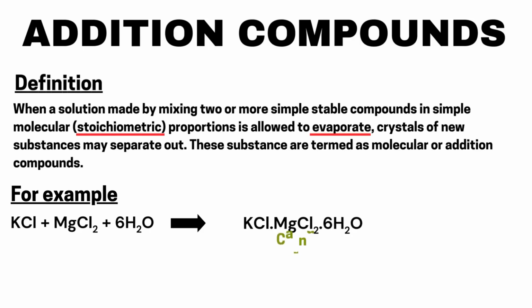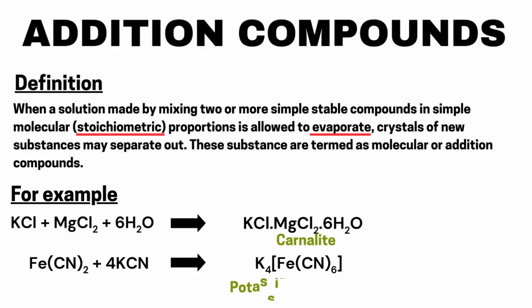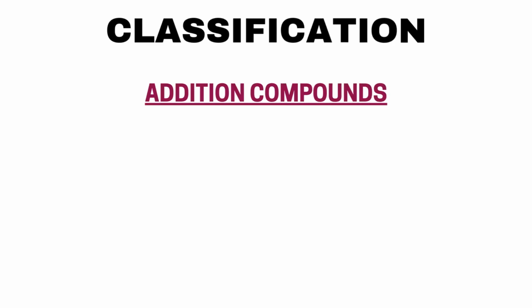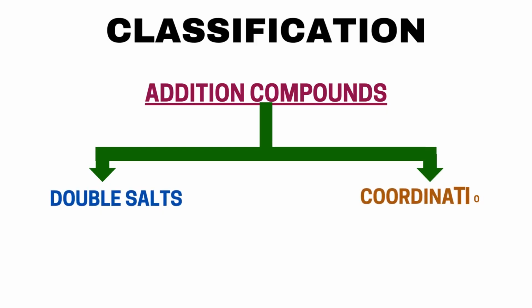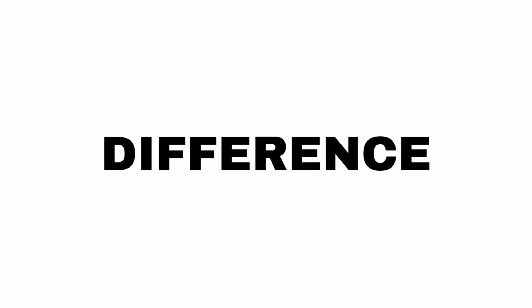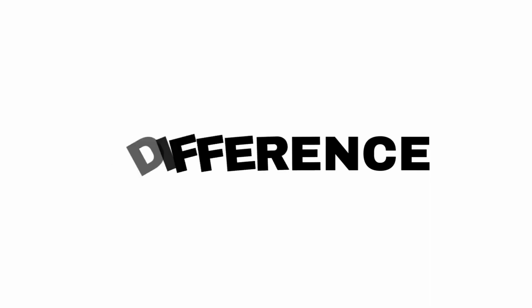Here are some examples. You will notice that some of these addition compounds are written differently with some square brackets. Here comes the need to classify these addition compounds in two types, namely double salts and coordination complexes. Instead of discussing the two types separately, let us directly differentiate them for better and faster understanding.